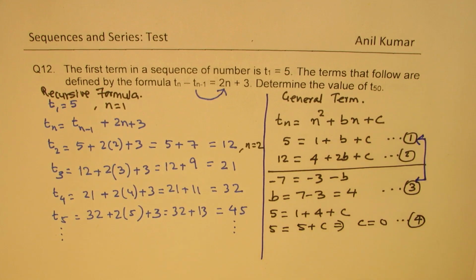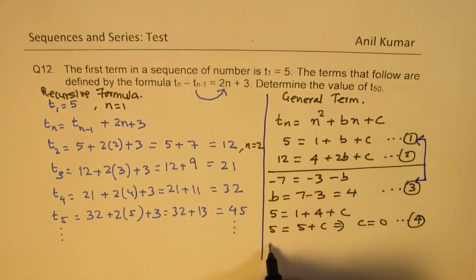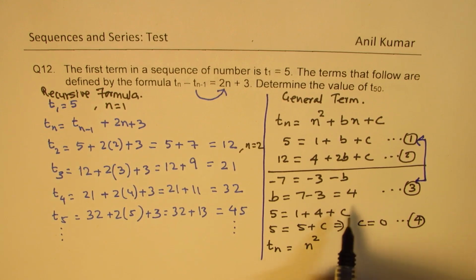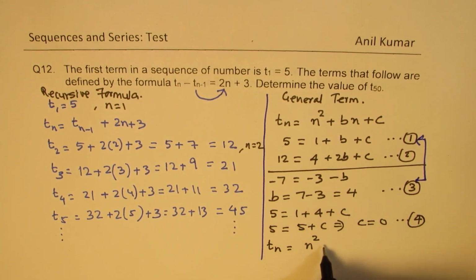So we know now both b and c, and therefore we can say that the nth term is basically equal to n squared. The value of b is 4, so plus 4n, right? And c is 0. So that becomes our general term. Is that clear to you?